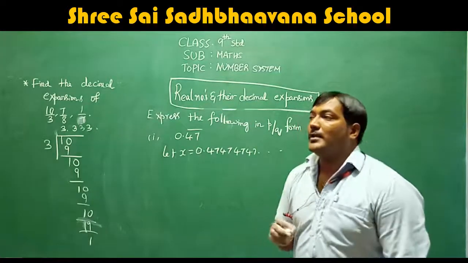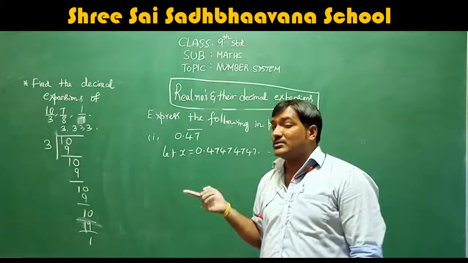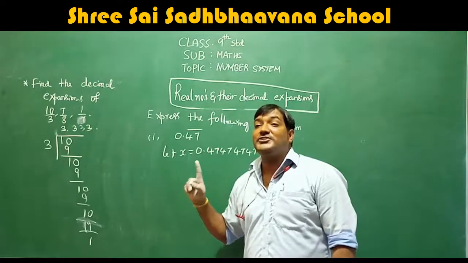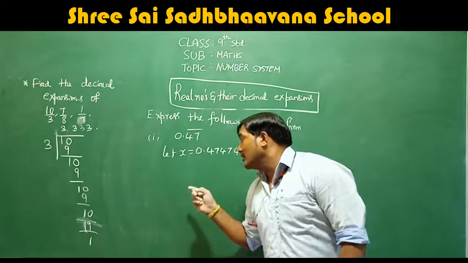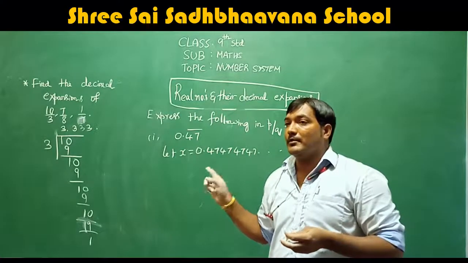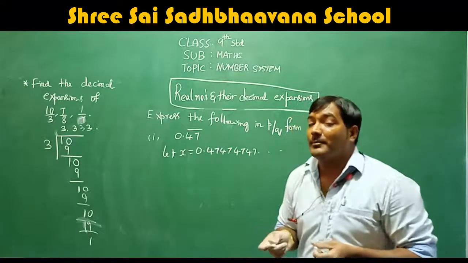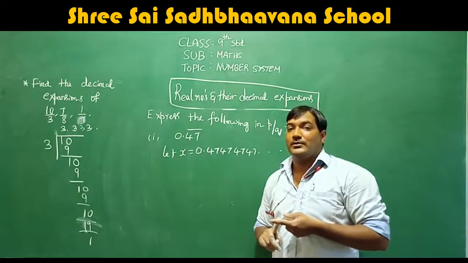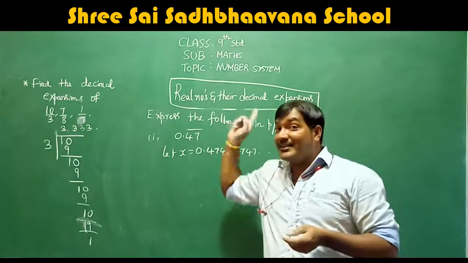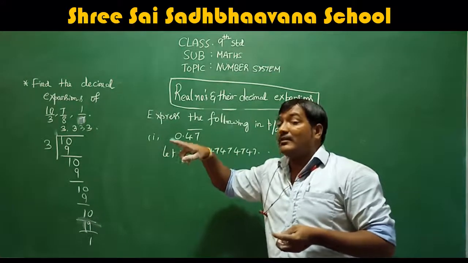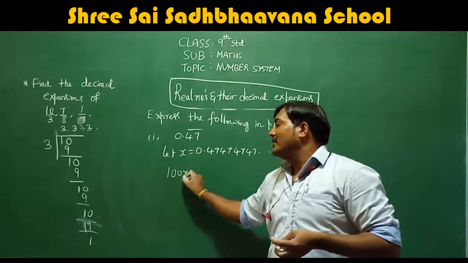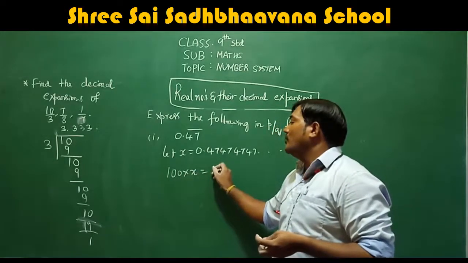Now what I told you in the last sum, you just check which number is repeating. Here 47 is repeating, not 6. It is not a 1-digit number. Remember, 47 is what kind of number? A 2-digit number. Correct. When it is a 1-digit number, you multiply with 10. Here it is a 2-digit number, that's why you multiply with 100 on both sides.